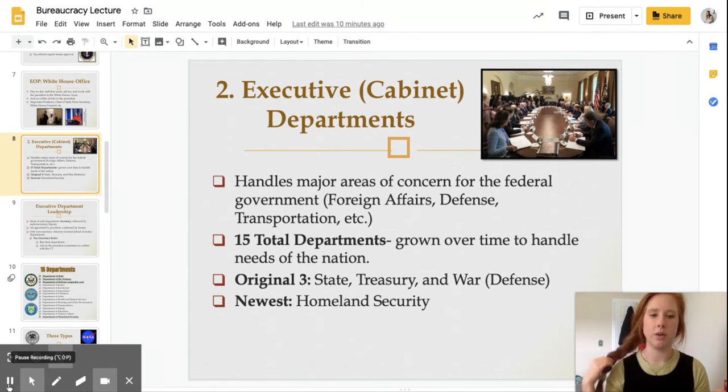And so the departments, they are kind of these catch-alls that cover certain things under that topic, but they also have administrations, agencies, staff that handles more specific things under their larger umbrella. And so the first three, we kind of covered this, were state, treasury, and war or defense. That's because that's what we needed at the time. That's what our country found important at the time.